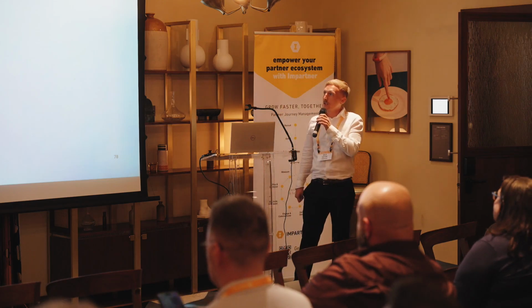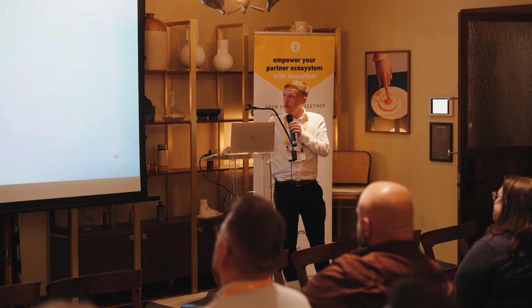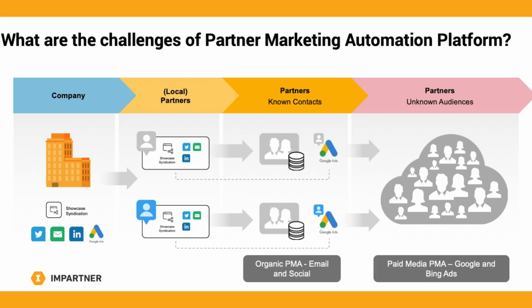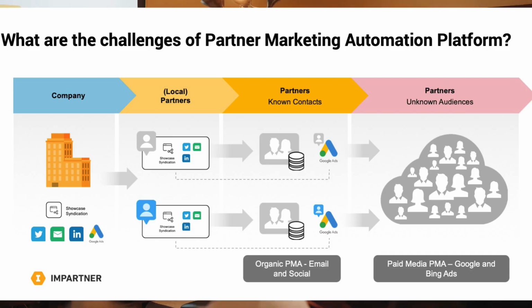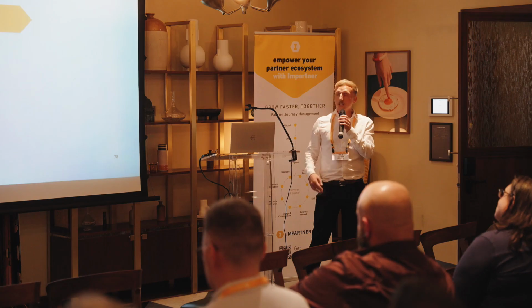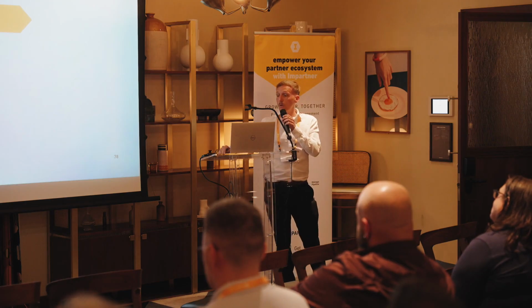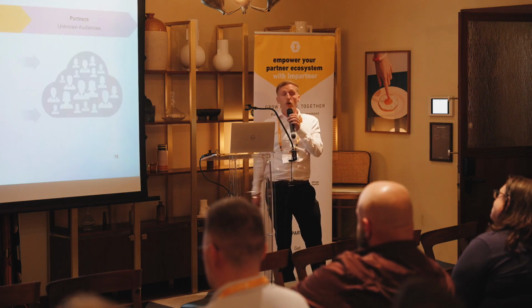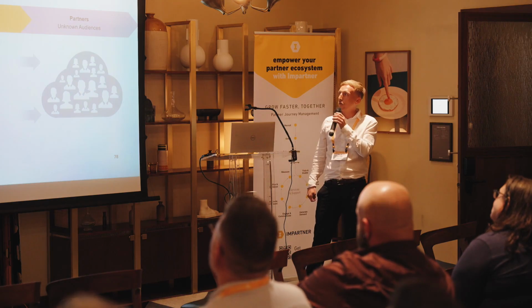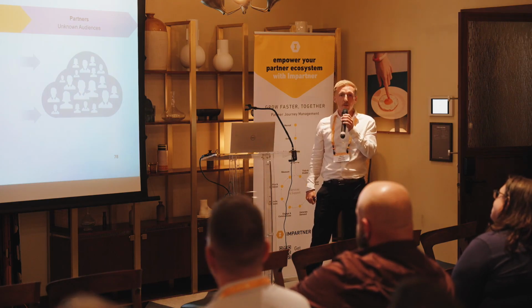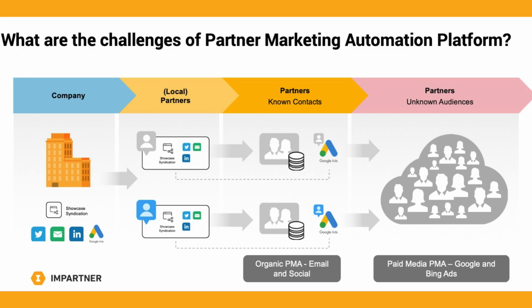What partner marketing automation is, we can start with the basics. You, the company, work with a network of local partners. These local partners typically have a set of known contacts. The known contacts are usually their social media followers, their newsletter subscribers, or even their customers. It's people they're aware of that have some interaction with them. But beyond that, there's a much, much bigger cloud, which is the unknown audience. These are people in their local areas that are not in their databases. Maybe they're not aware of this partner. And this is completely untapped opportunity for those partners.